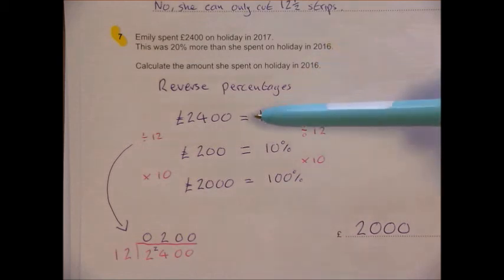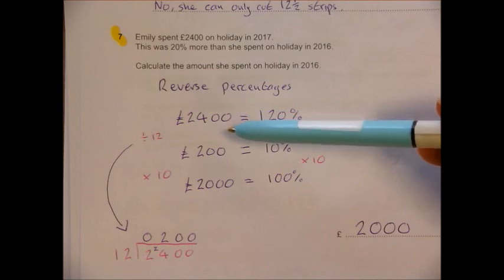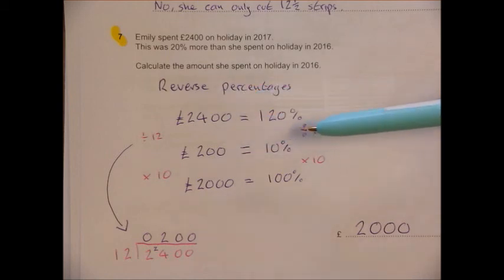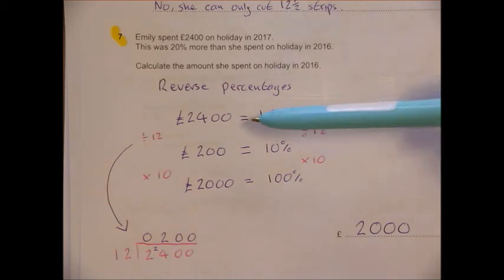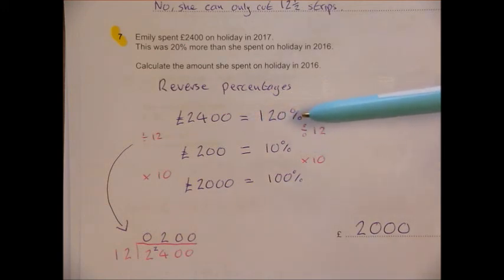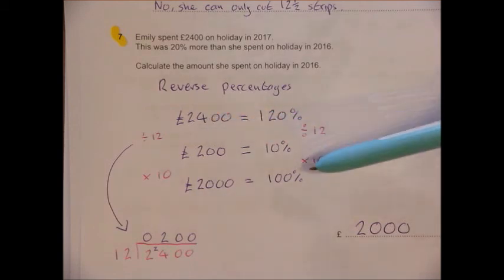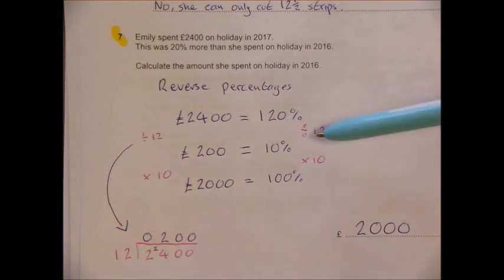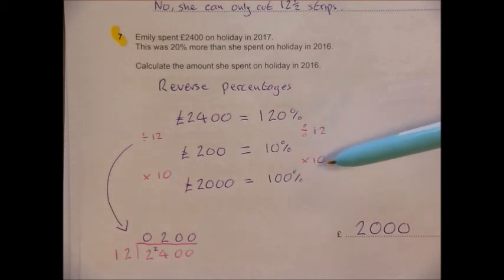So what we know is, in 2017, she spent £2,400, and that was 20% more. So what I've done is called that 120%, because the 100% is what she would have spent in 2016, but then we've added on the 20%. So once you're happy with that top line, you can then do a little bit of maths here to work out what 100% of the cost of the holiday was. So I've divided by 12 and multiplied by 10.